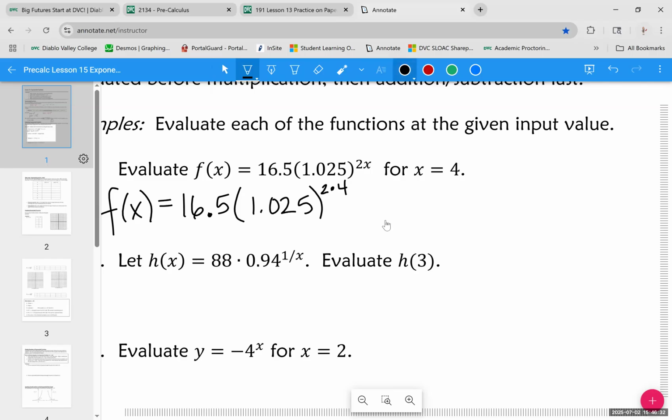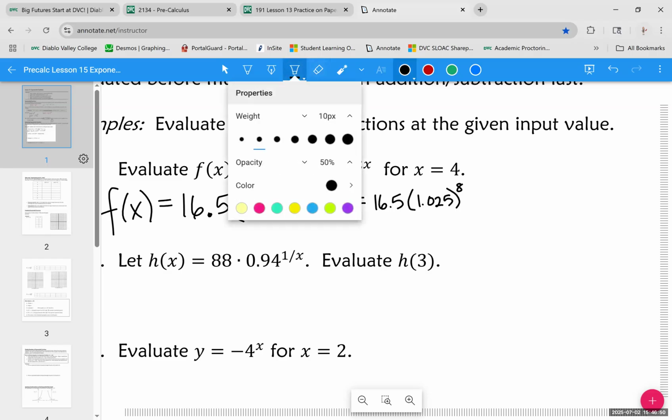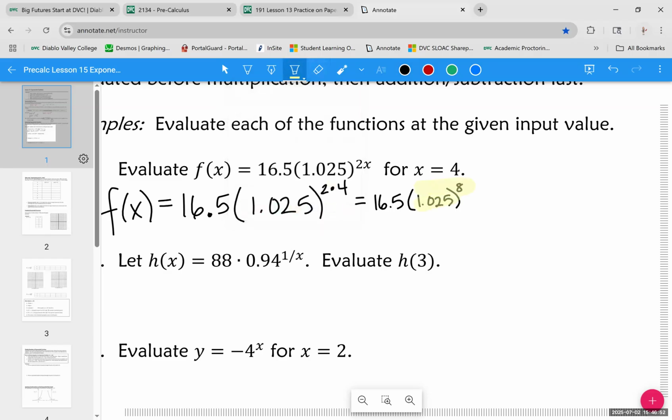So what comes first here is that we would need to raise this number to this power. So, thinking of that as 16.5 times 1.025 to the 8th, this is what has to come first. You do not want to multiply 16.5 times 1.025. Okay, the exponent has to come first. So you're going to plug that into your calculator.